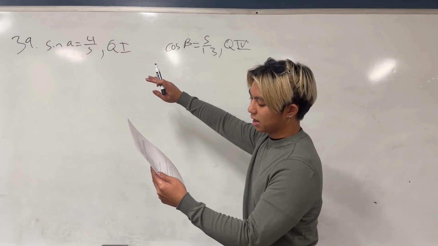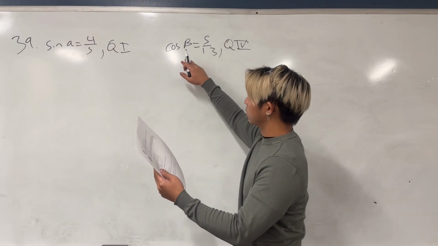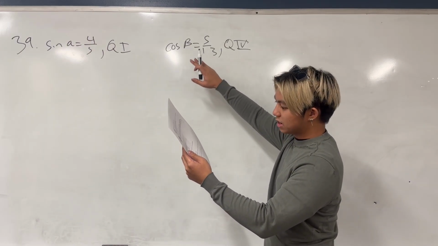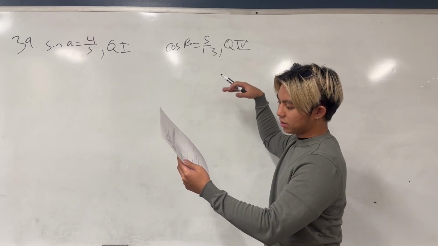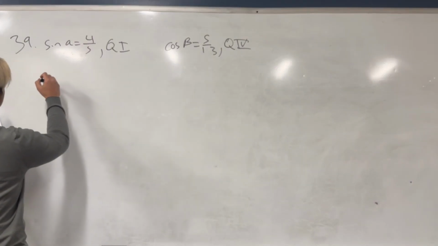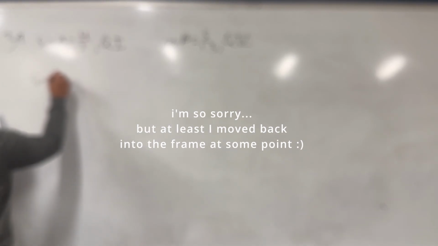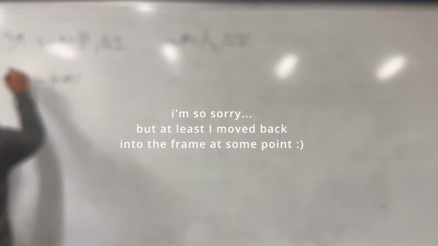For 39, it says, suppose sine of alpha is 4 over 5, and alpha is in quadrant 1. Then cosine of beta is equal to 5 over 13, and beta is in quadrant 4. Find the exact value of sine of alpha plus beta.